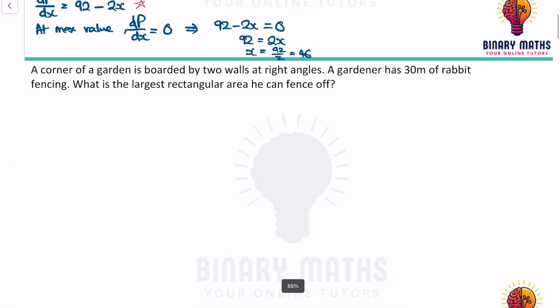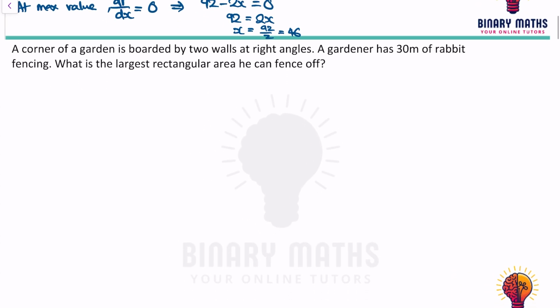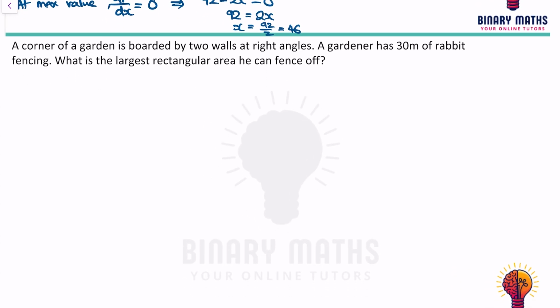Okay, let's do another example. It's a very similar example, but it's a worded problem in this one. So let's see how we set this one up. A corner of a garden is bordered by two walls at right angles. So for the garden, we're assuming it's rectangular, bordered by two walls at right angles. So only this part is bordered, two walls, not all four.